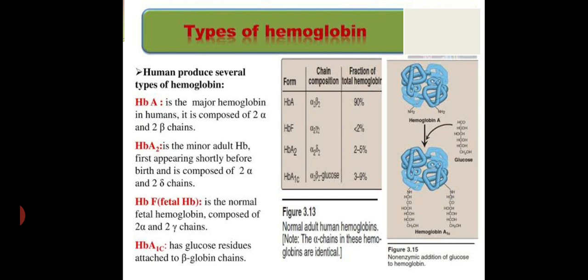So, in this condition, because of the crescentic shape of the RBC, the oxygen binding capacity of the sickle cell RBC is much lower compared to normal RBC. These are the types of hemoglobin.